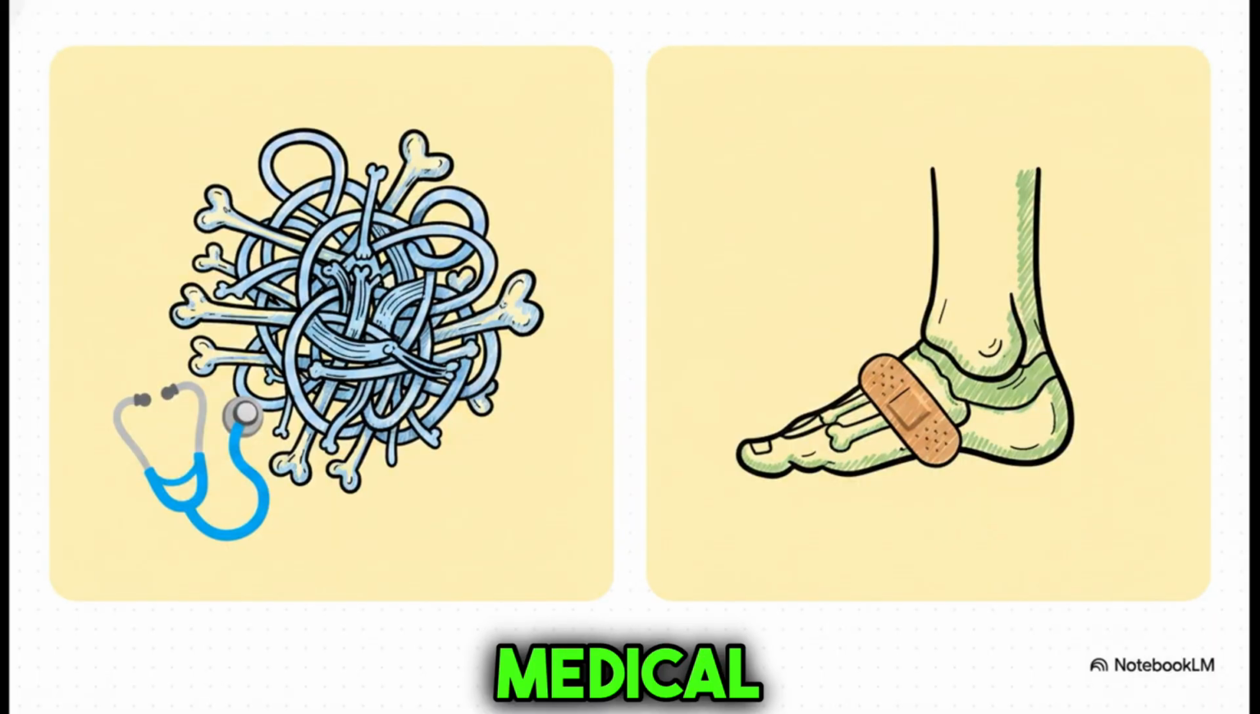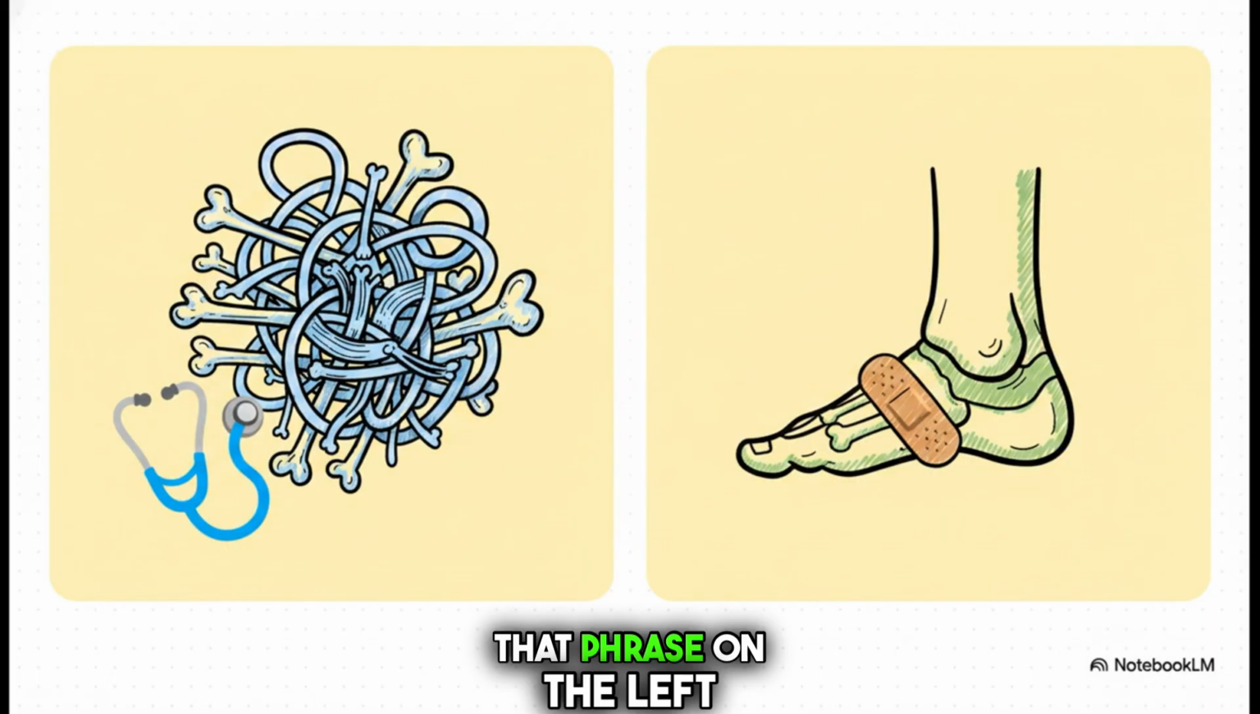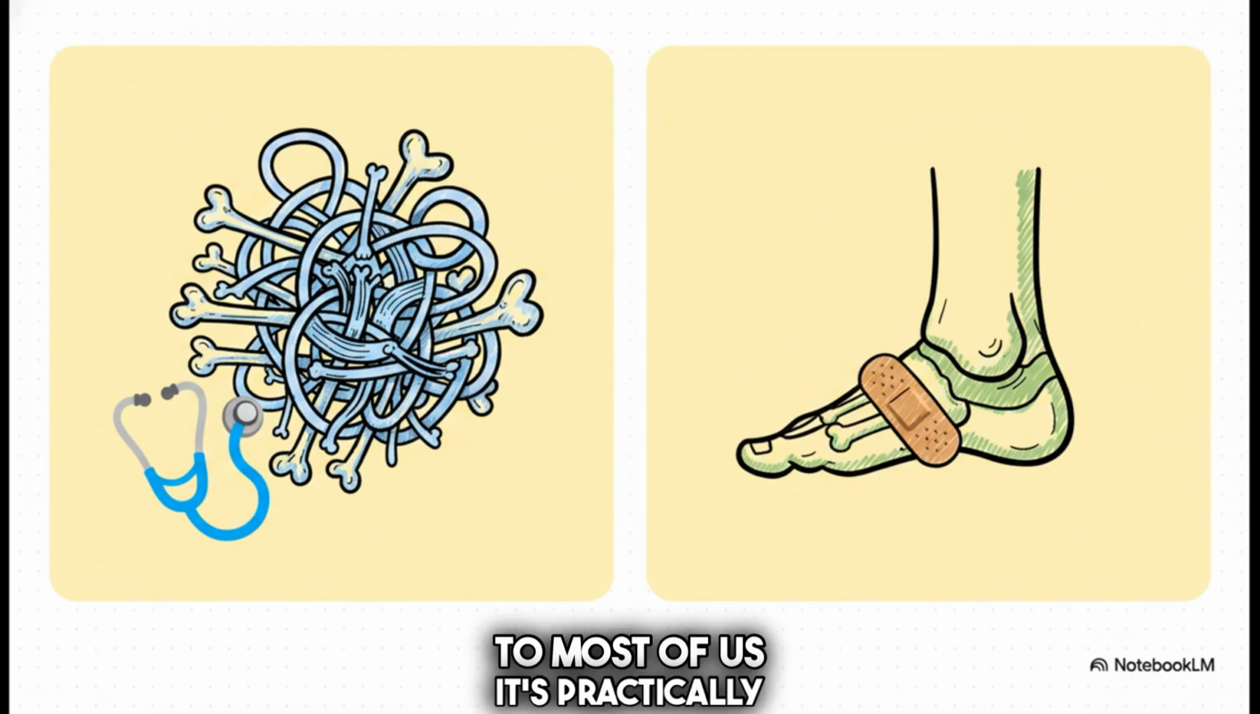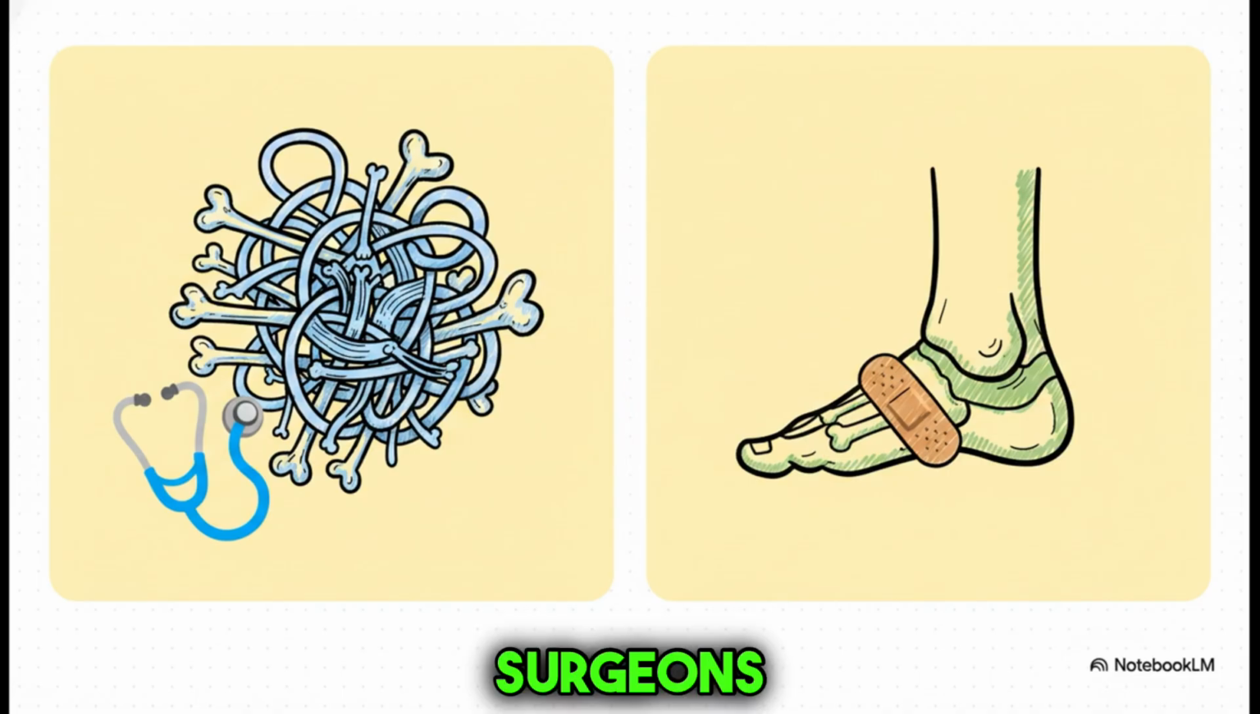Now, if you've ever heard medical jargon and felt completely lost, hey, you're not alone. That phrase on the left, to most of us, is practically another language. But here's the thing. These complex terms are actually just highly precise coordinates used by kinesiologists and surgeons. When they talk to us, they translate it into what you see on the right, a serious high ankle sprain. In this explainer, we're going to learn how to actually read those exact scientific coordinates.